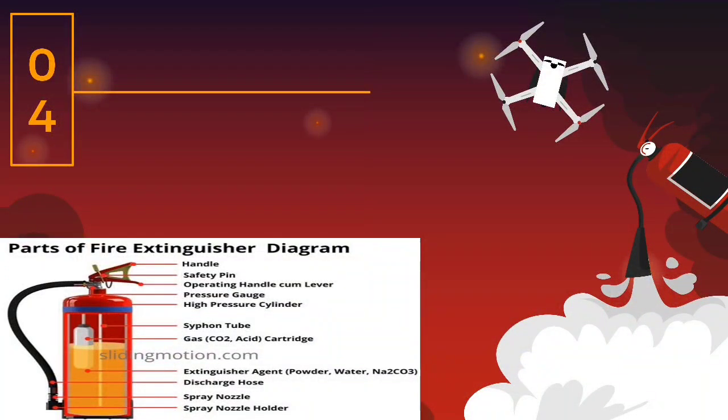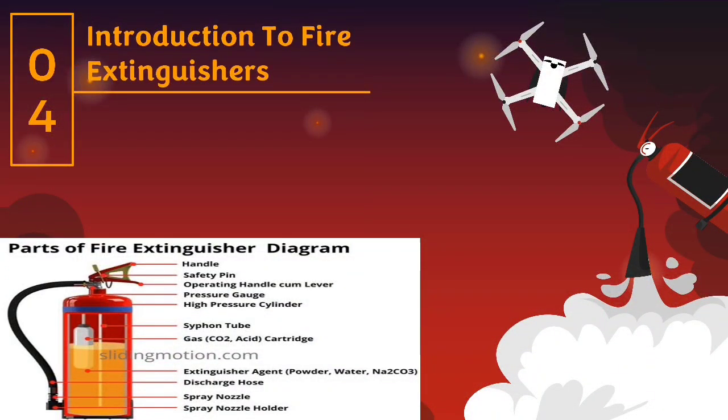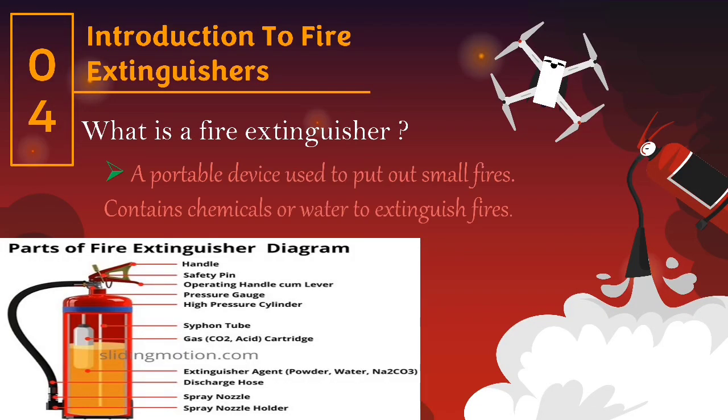Now we are going to introduce fire extinguishers. What is a fire extinguisher? A fire extinguisher is a portable device used to control or put out small fires. It contains chemicals or water to extinguish flames efficiently.